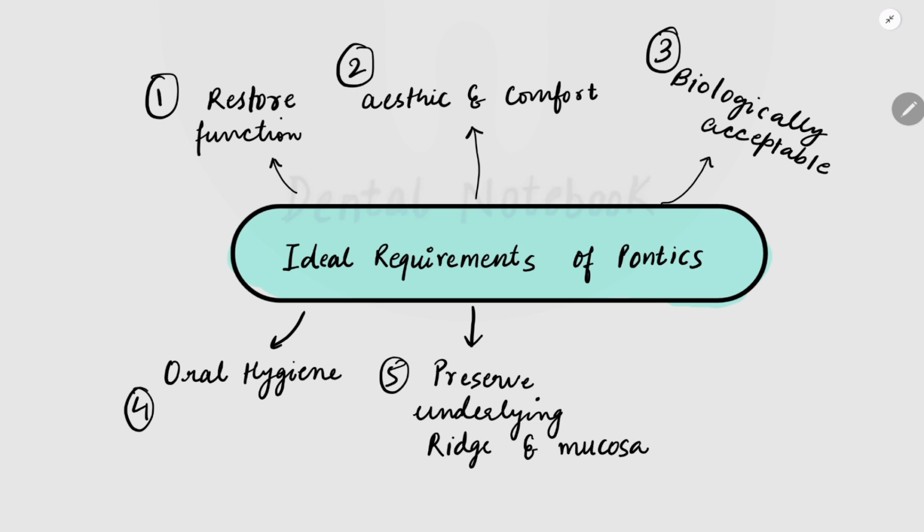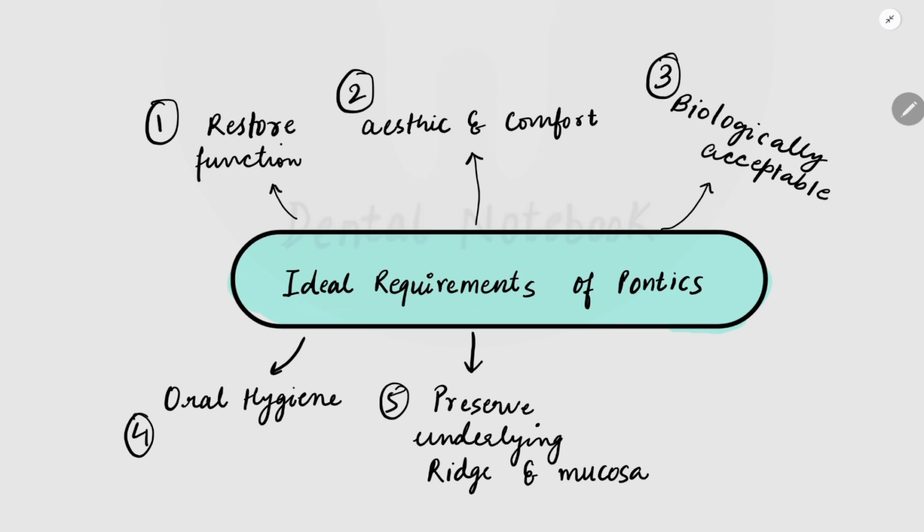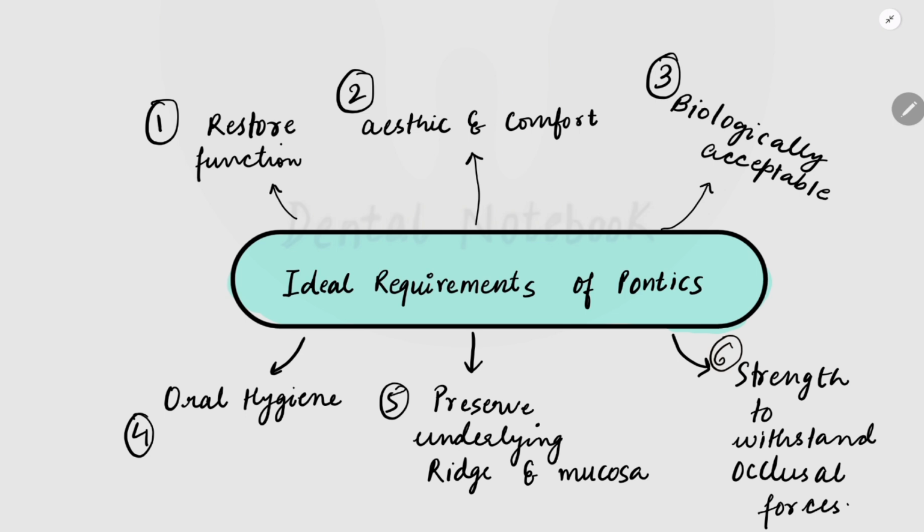Next one is to preserve the underlying ridge and mucosa. Due to heavy occlusal forces, there is a chance of resorption of the ridge and mucosa. So the Pontic should be designed in such a way that the pressure does not go into the ridge or the mucosa, causing resorption. So preserving the underlying ridge and mucosa is equally important and thus becomes an ideal requirement for the Pontic. Along with this, the Pontic should have adequate strength to withstand the occlusal forces. So these are the 6 ideal requirements that a Pontic should have.